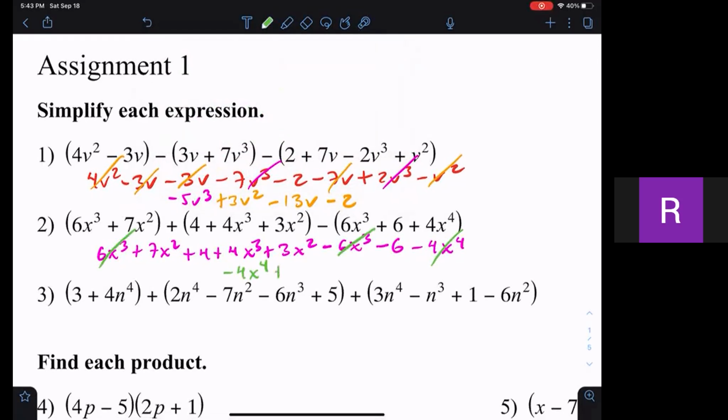We have the 4x cubed here. And we have the x squareds, right? So 10x squared, and then we have the negative 2. Let's check. That's correct. Next.